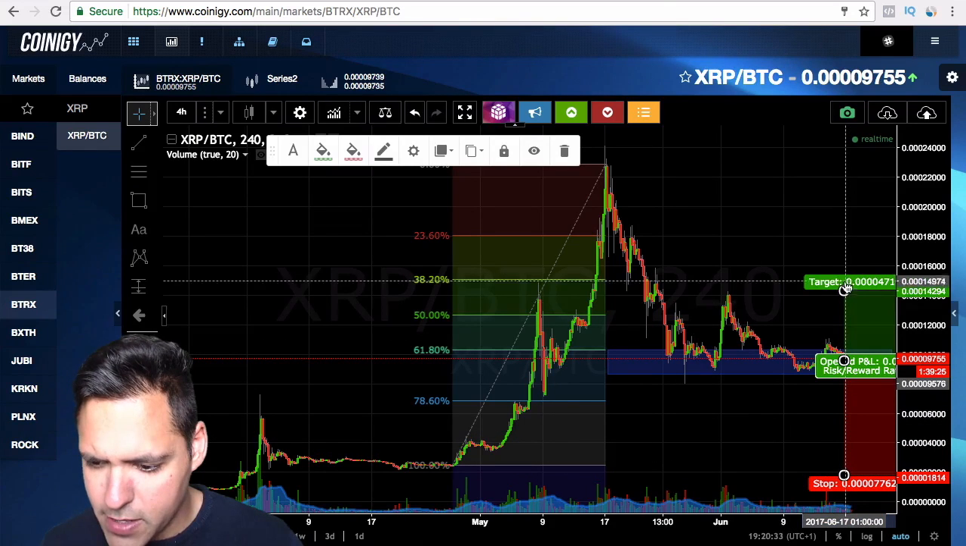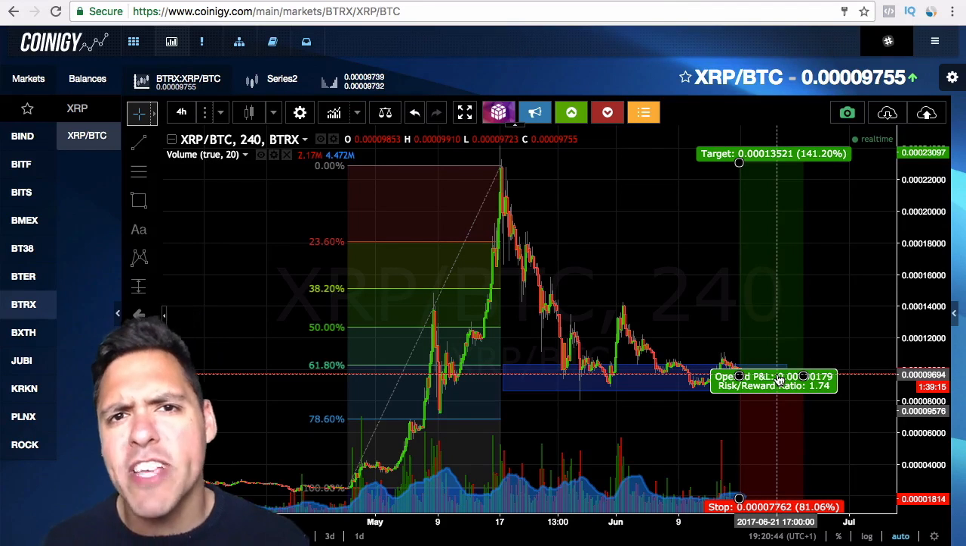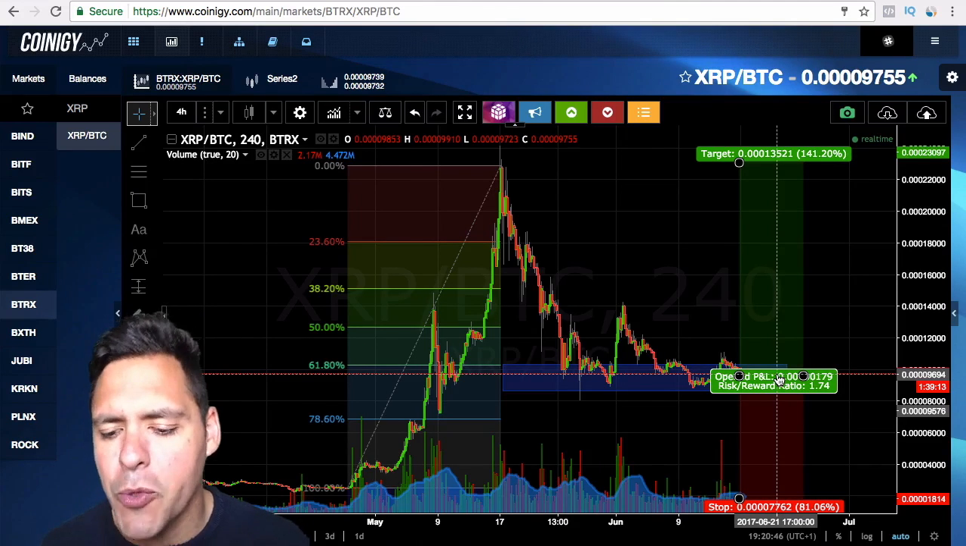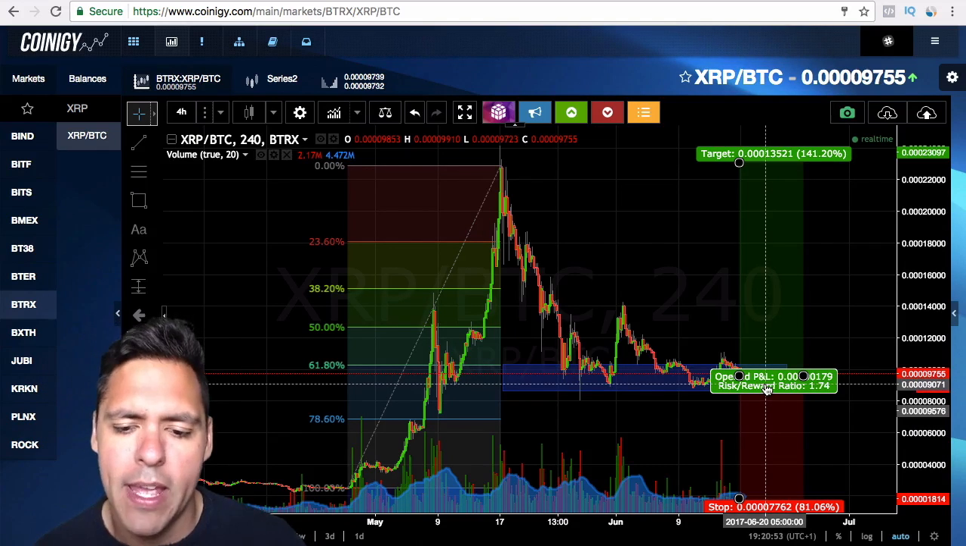Go to its lowest point, go to its highest point. It's a 1.74 risk-reward ratio, nearly at 2. This is kind of the time to get involved with Ripple, if you're going to.